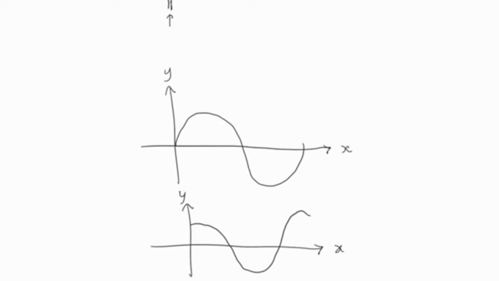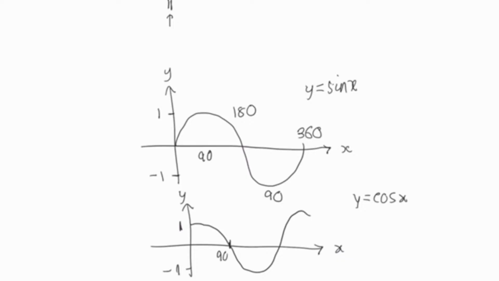And what you need to remember is it's 360, 180, 90, and 90. And it reaches a minimum point of -1, max point of 1. So this is sine x, and this is cos x. So these are just some graphs you need to remember.